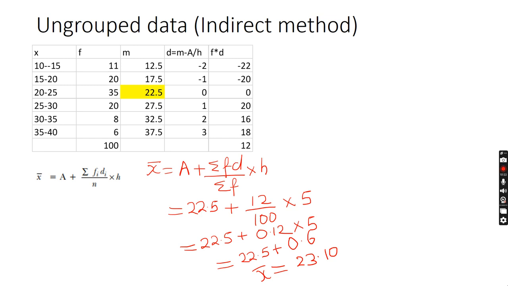The choice is yours to use the indirect method or the direct method. I would suggest using the indirect method when you have very high frequencies. So if you multiply say 110 by a particular mid value, the answer may go into 4-5 digits, whereas the deviations would reduce it to 2 digits. So I recommend using the indirect method.